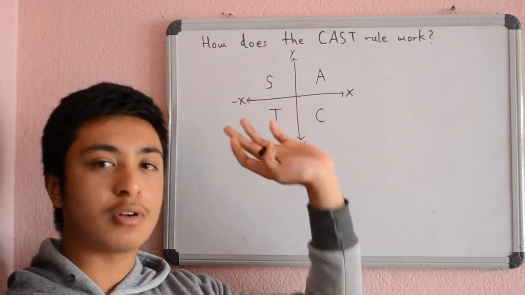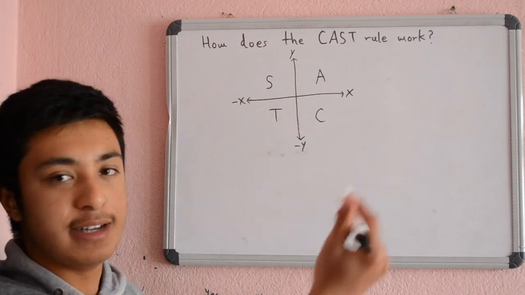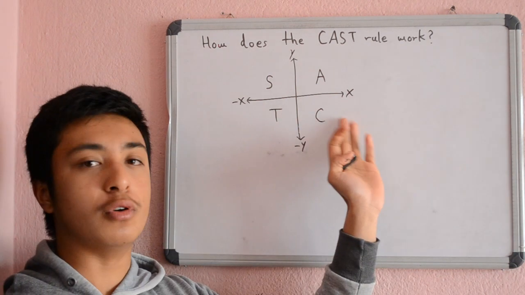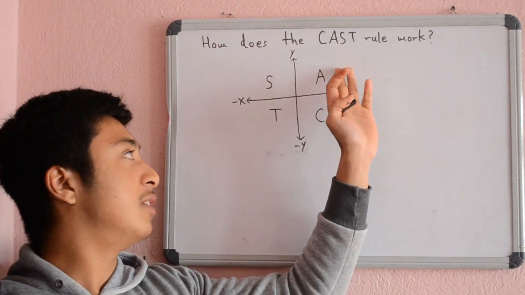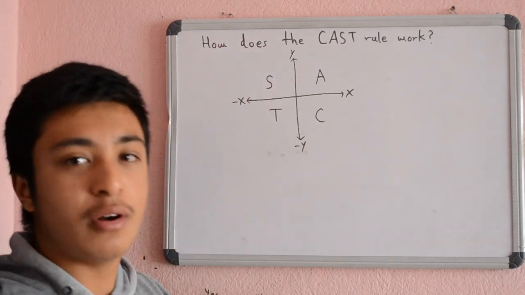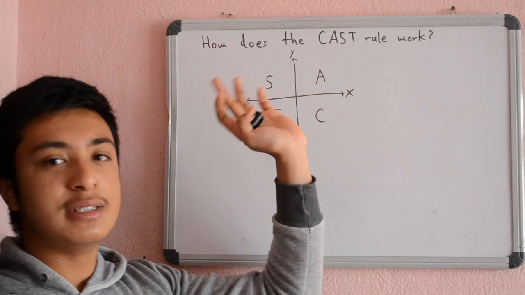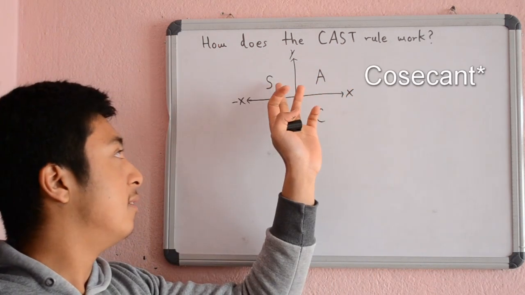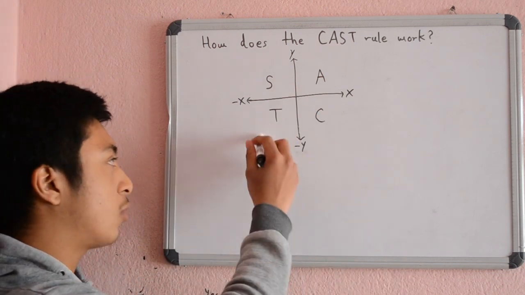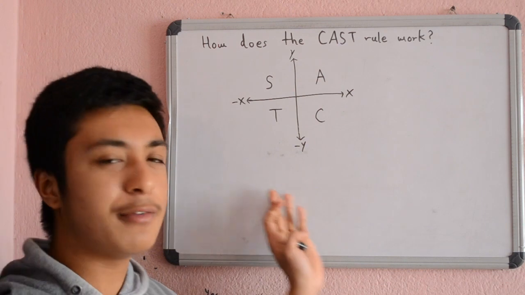This C stands for cos and secant. Cos and secant are positive in the fourth quadrant, and in the first quadrant, all of the trigonometric functions, sine, cos, tan, sec, cosec, cot, all are positive. And in the second quadrant, the sine and cosec are positive, and in the third quadrant, tangent and cotangent are positive. But have you ever wondered why?